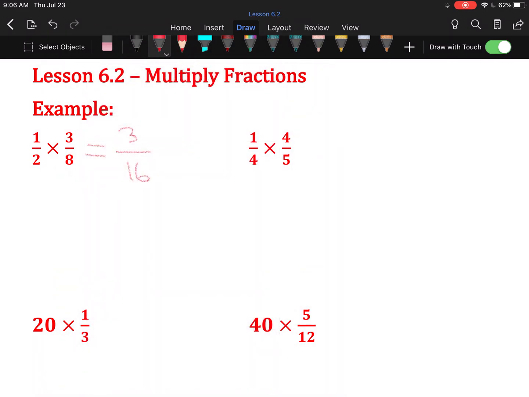Instead, notice that the two 4s are diagonal from each other, one on top, one on the bottom. When the same number is on different levels of the fraction, you can cancel them out. Just straight up, you're gone. And what that does is it just leaves the 1 on the top and the 5 on the bottom. There's our 1/5 with basically no work.